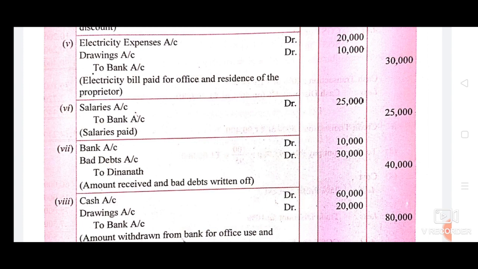Now next entry is about paid salary. It's very easy. Salaries account debit to bank account 25,000 paid by check. Okay. Now Dinanath, a debtor for rupees 40,000, has become bankrupt and 25% is received from his estate by check. So bank account debit 10,000, bad debts account debit 30,000, to Dinanath account 40,000. Okay.